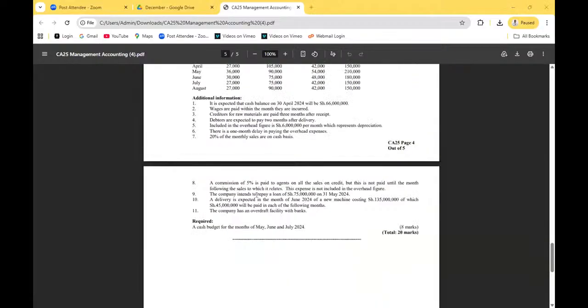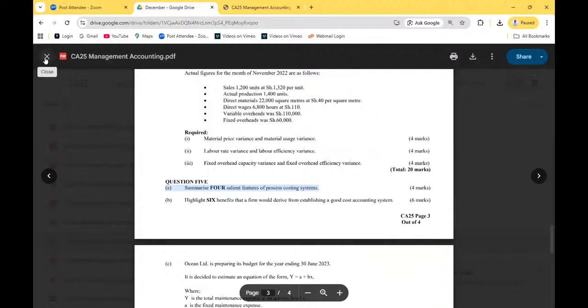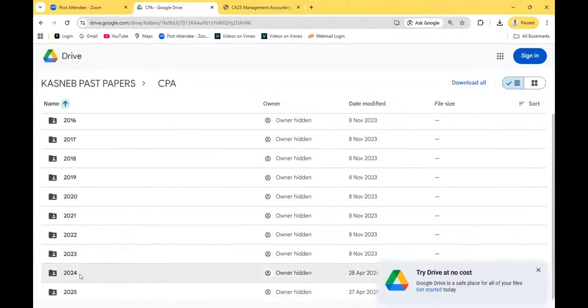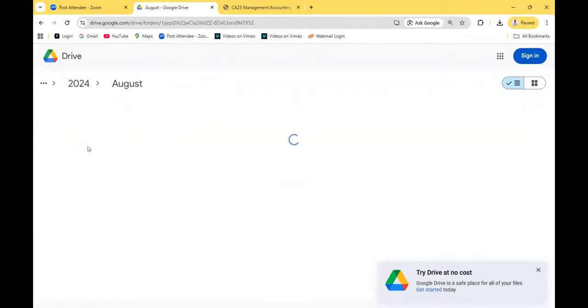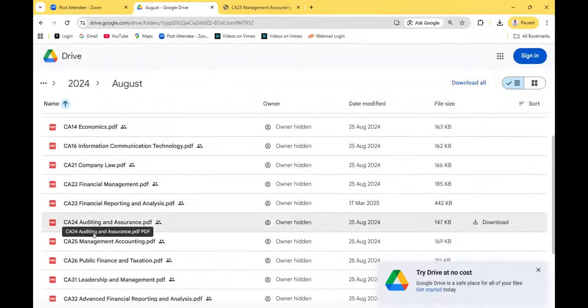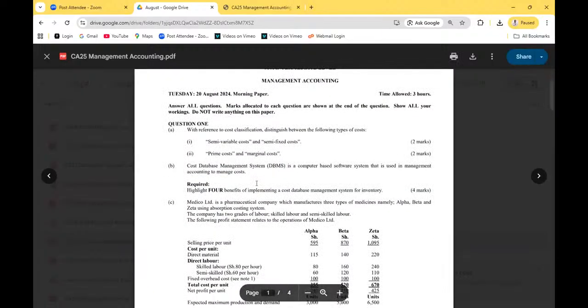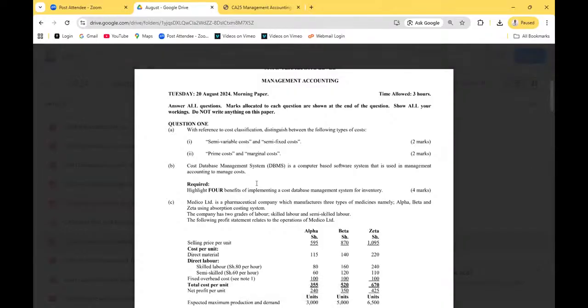Yeah, can we move with speed and look at August 2024? August 2024, CPA 2024. CPA 2024, question number 1. I hope you are following what is happening. CPA 2024, question number 1.